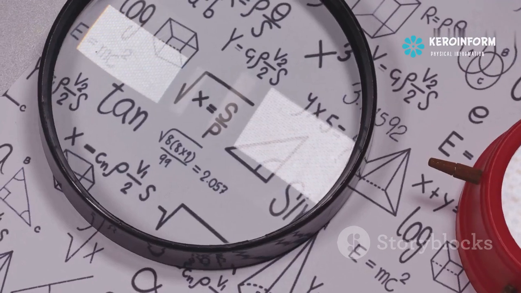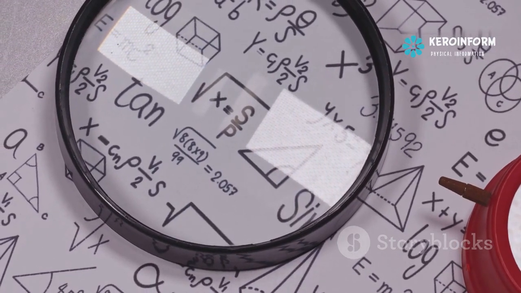Now you know the key difference between scalars and vectors. Scalars only need magnitude, while vectors need both magnitude and direction.